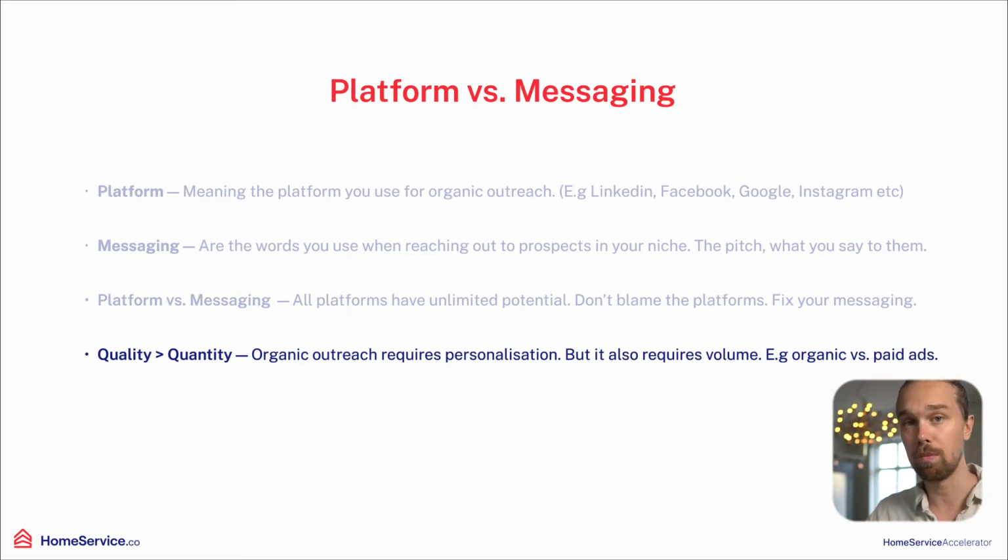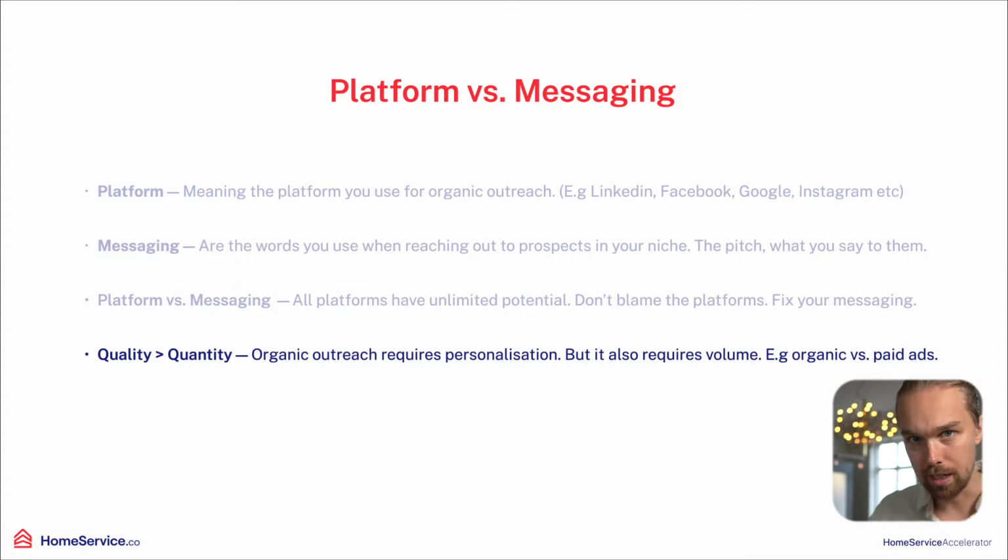Maybe you can say something in particular about their website, their business, their Instagram account, or something you read on their LinkedIn profile. So always go for quality over quantity. But when you do organic outreach, it also takes quantity. It actually takes volume as well.